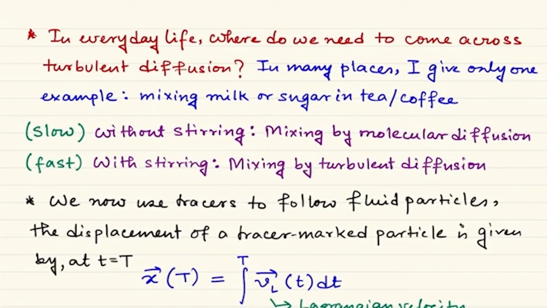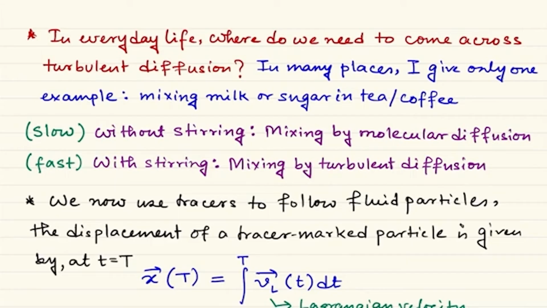Now, as I just said, in everyday life we need this turbulent diffusion for the mixing of milk and sugar in tea or coffee. Without stirring, the process is very slow. Mixing by molecular diffusion may take hours or days. But would you wait for that? Of course not. You need some fast process so that you can have your tea or coffee sweet or totally mixed with milk in some seconds. Then you stir the system, and it is mixing by turbulent diffusion. So we understand phenomenologically what turbulent diffusion is.